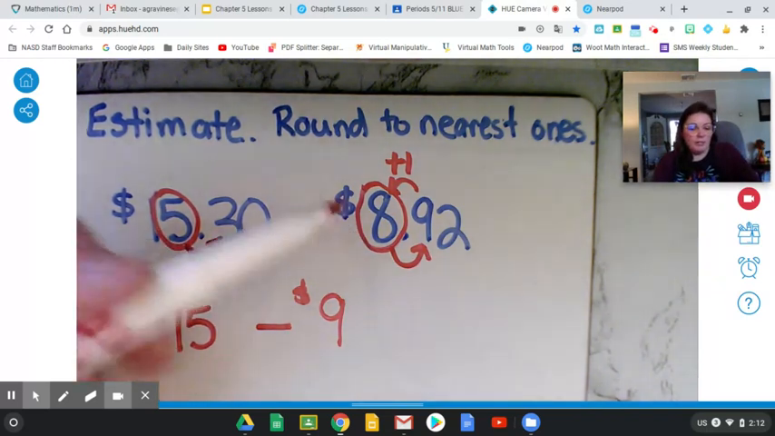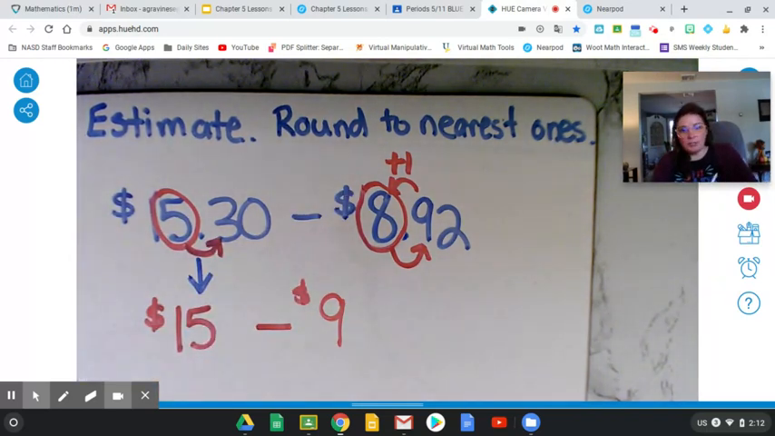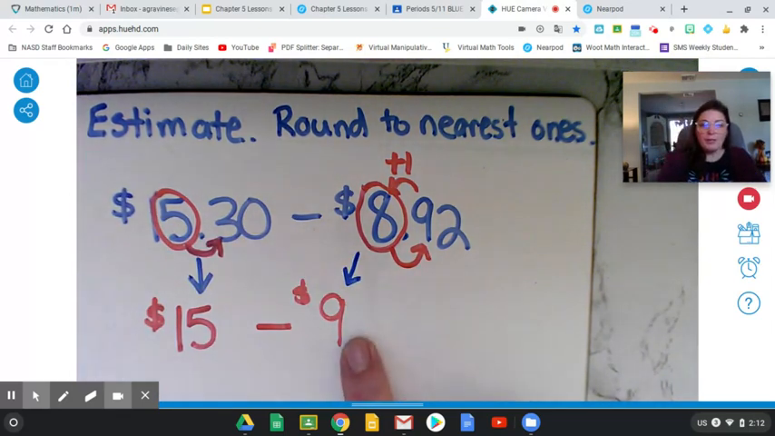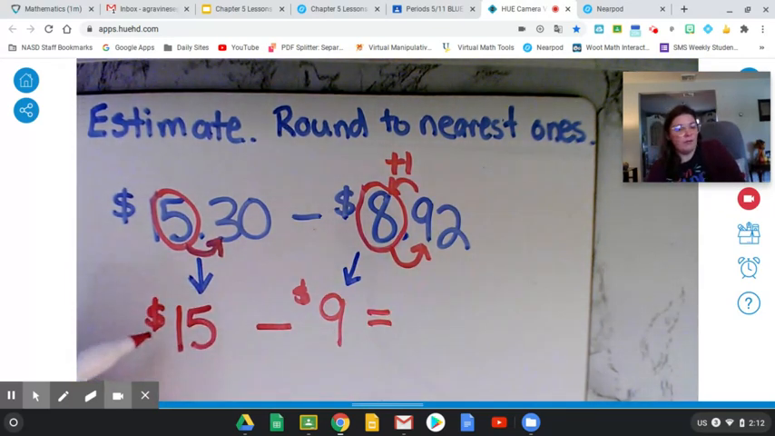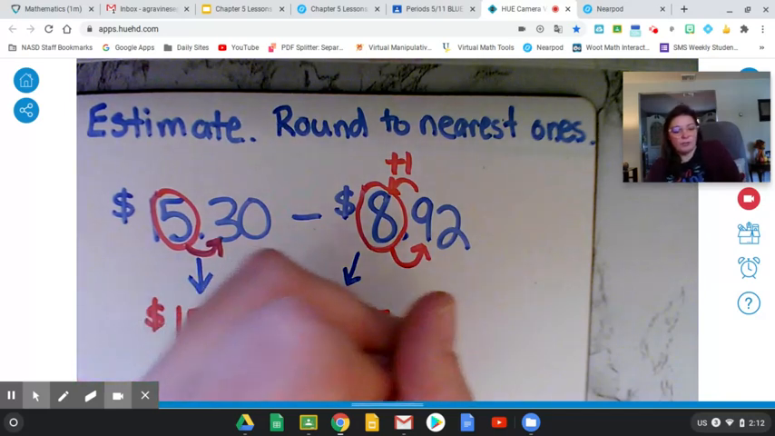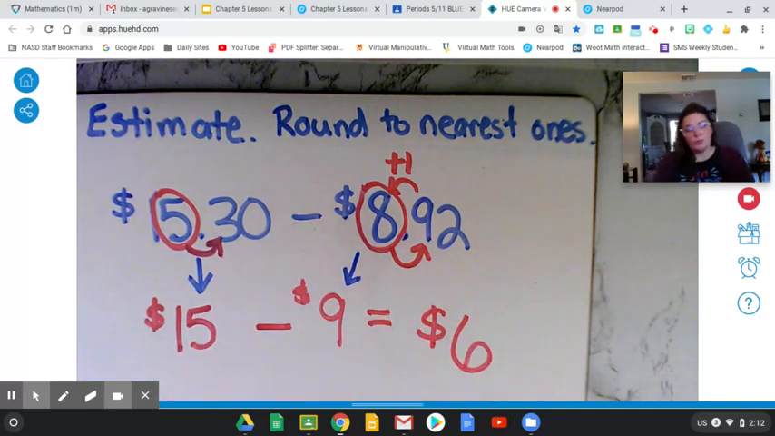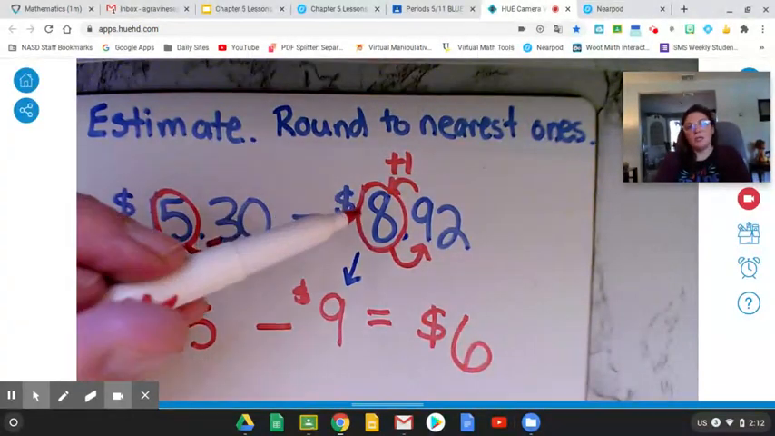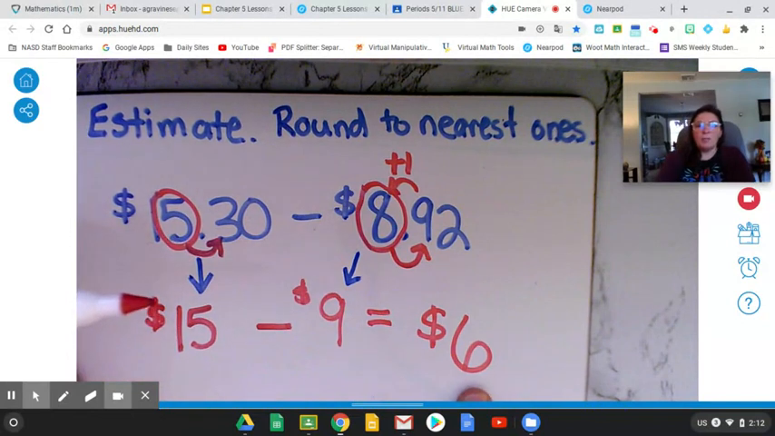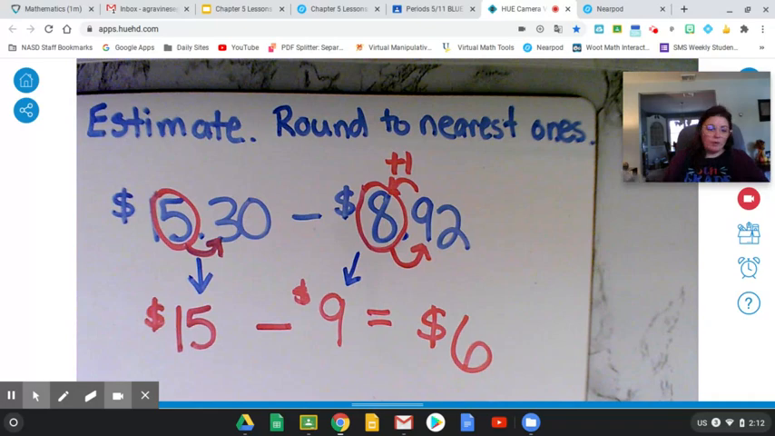So $8.92 is closer to $9 than it is to $8. So now we can subtract. $15 minus $9 is $6. So if we wanted to know an estimate for $15.30 minus $8.92, we know it's about $6. Okay, let's do one more.